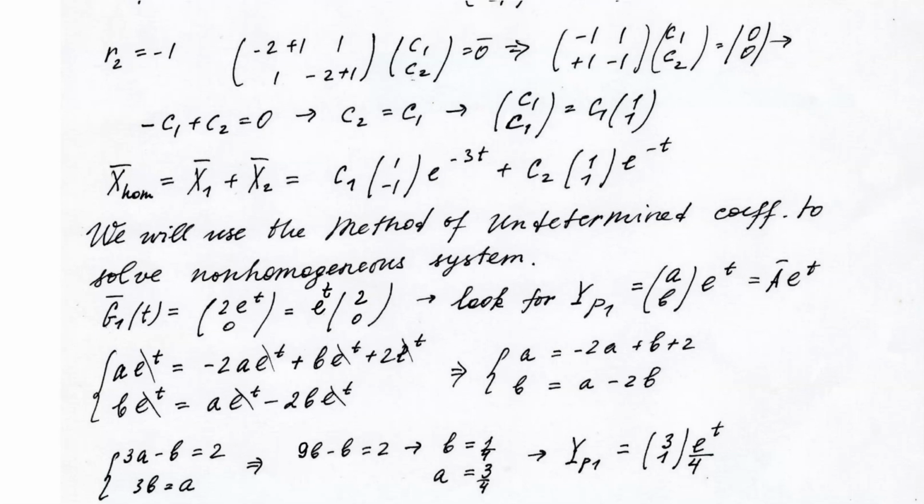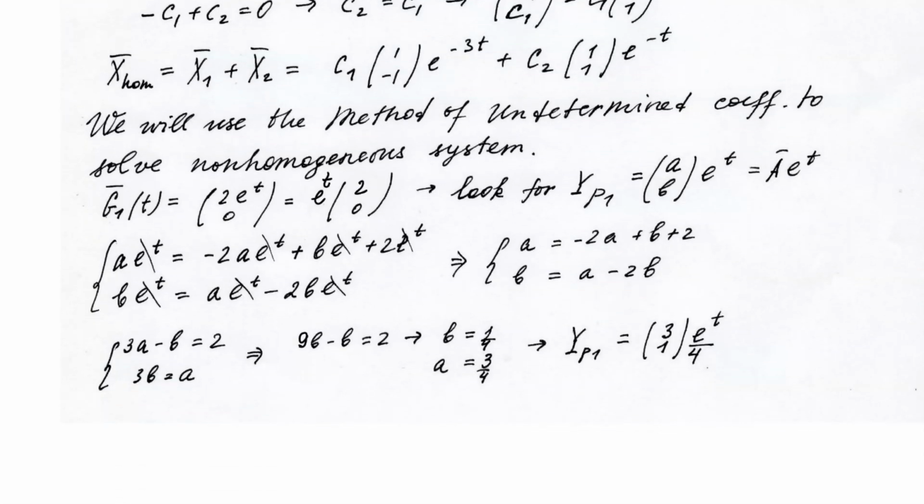Well, I did the calculations and I got 1 over 4 for B and 3 over 4 for A. What I'm doing, guys, I don't like to write down fractions in the vector. I'm writing down 3 and 1 and divide over 4 the whole function e to the power of t. If you don't like it, you can keep 3 over 4 and 1 over 4. And maybe I did a mistake here, but I'm hoping that I did not.